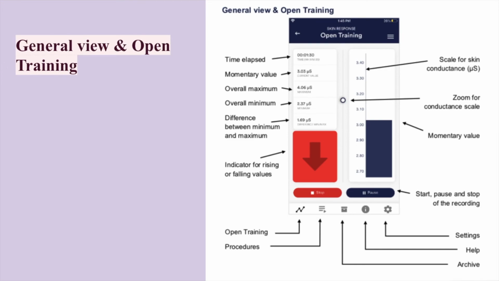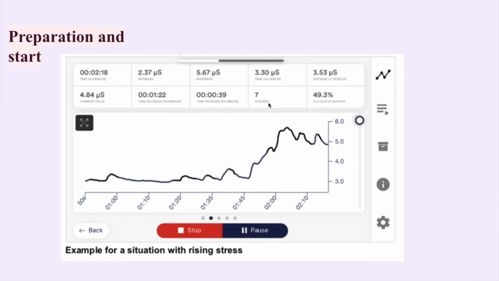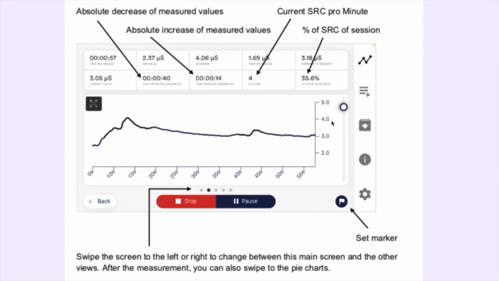The general view and open training. This is your overall maximum and overall minimum. This is the momentary, the current value, time elapsed, difference between maximum and minimum, an indicator for rising and falling values. This most likely will not be used. All you need to know is the SCR per minute, the average, right? That is what I'm looking for. But if you want to know what these two are, minimum and maximum, this is telling you what your lowest microsiemen level is, and this is your highest level. This is what we're going to be using.